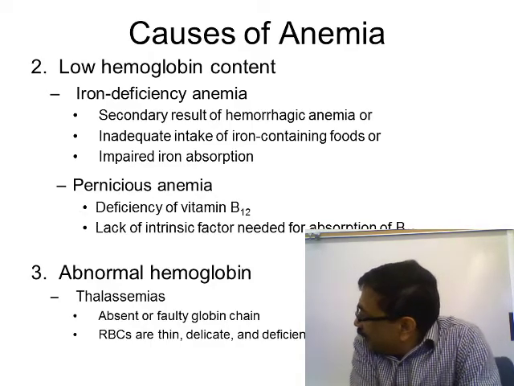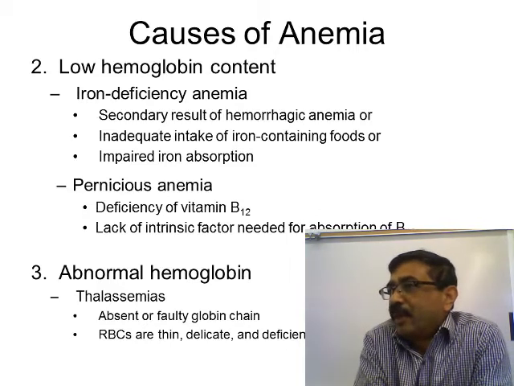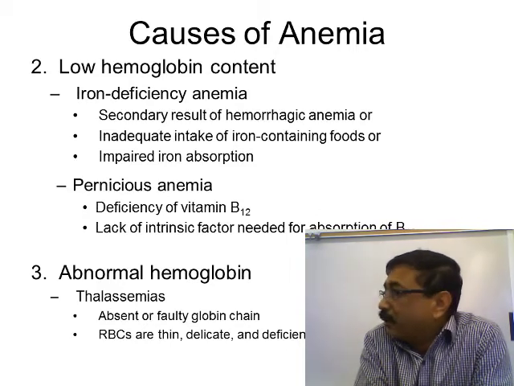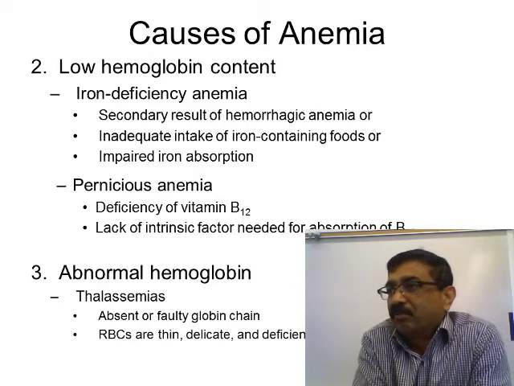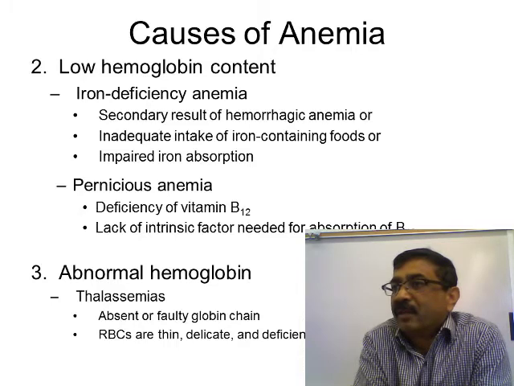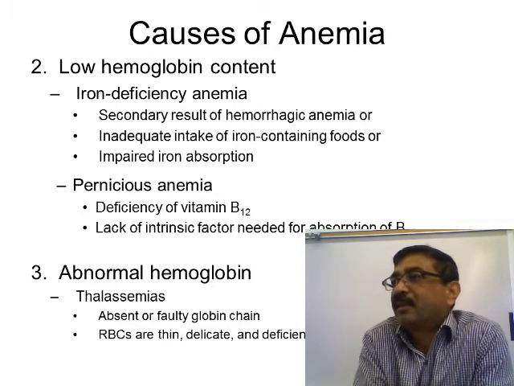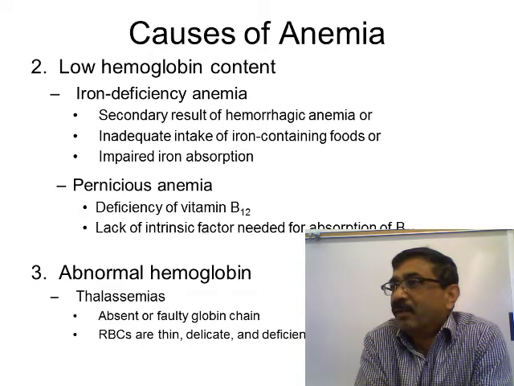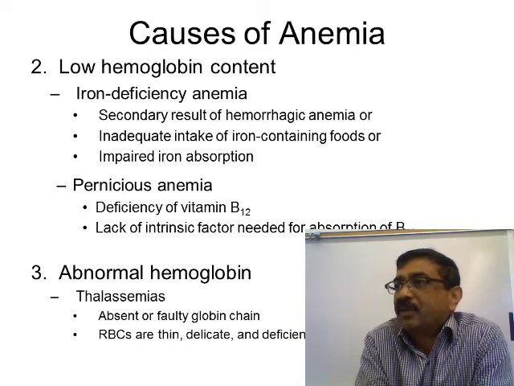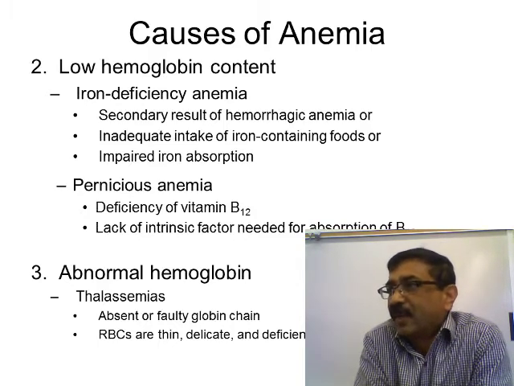Now, what can cause decreased number of red blood cells in your blood? One is hemorrhage, bleeding. If bleeding occurs, we will lose blood. Blood cells get out. So the number of red blood cell count will go down. That anemia is called hemorrhagic anemia due to blood loss.